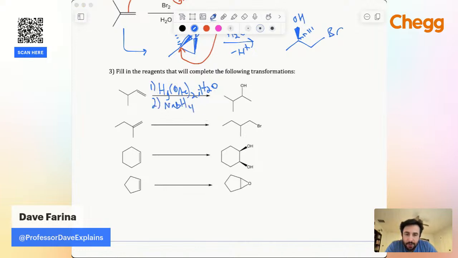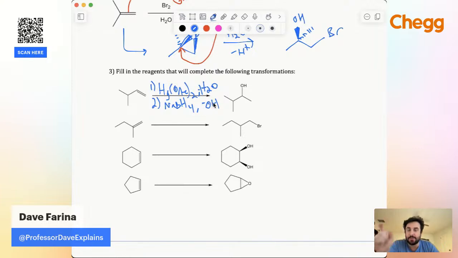NaBH4 and some base. So the reason we need to do oxymercuration demercuration rather than acid catalyzed hydration is because if we did acid catalyzed hydration, there would be carbocation rearrangement. So oxymercuration demercuration is a technique that we can use when we want to do Markovnikov hydration, but we don't want carbocation intermediates, right?